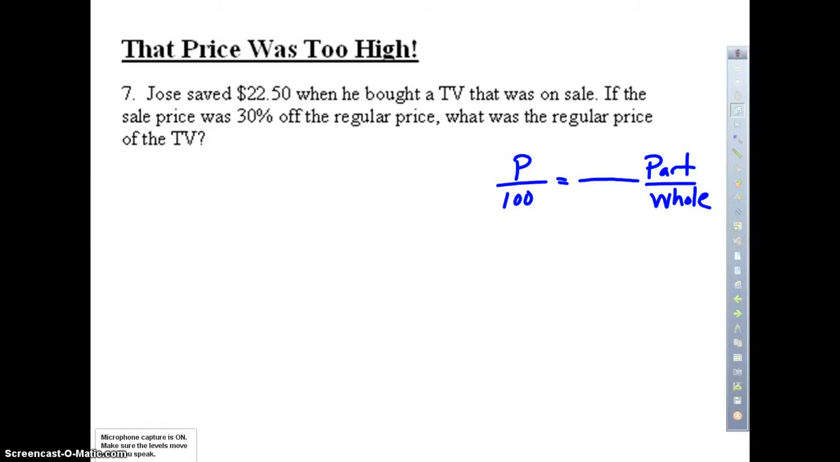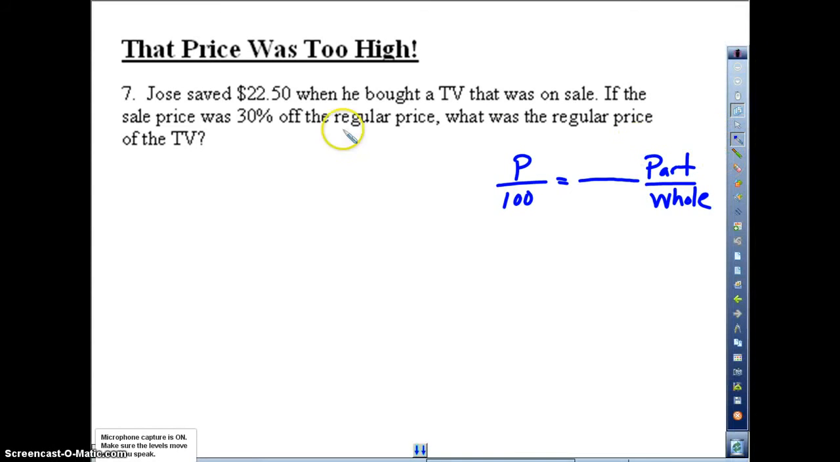Okay, let's do number 7 under the section called "That Price Was Too High." Number 7 says, Jose saved $22.50 when he bought a TV that was on sale. If the sale price was 30% off the regular price, what was the regular price of the TV?